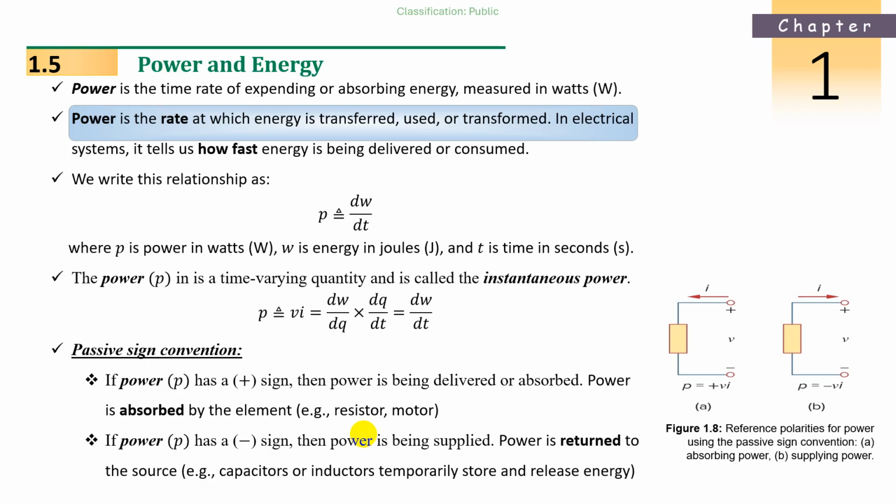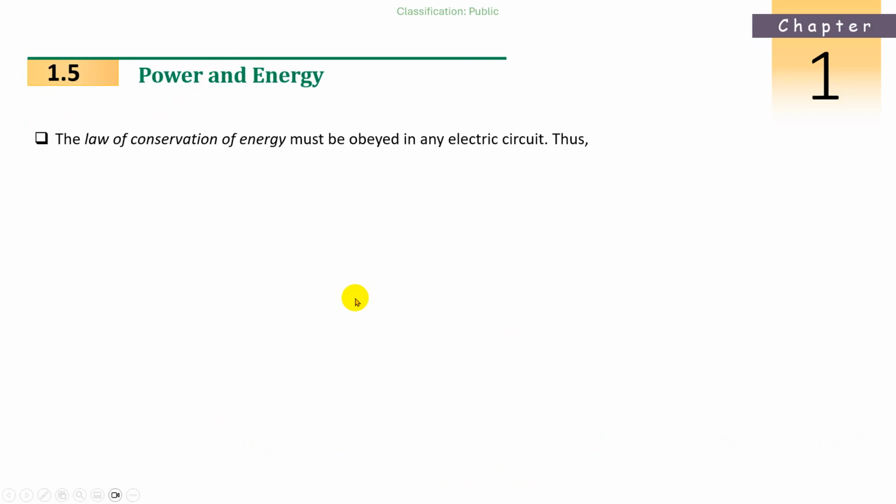Okay, we will take another one. If power P has a negative sign, then the power is being supplied. Power is returned to the source. Examples are capacitors and inductors, which we call temporary energy sources. Okay, now coming to the equation, power and energy. The law of conservation of energy must be obeyed in electrical circuits.